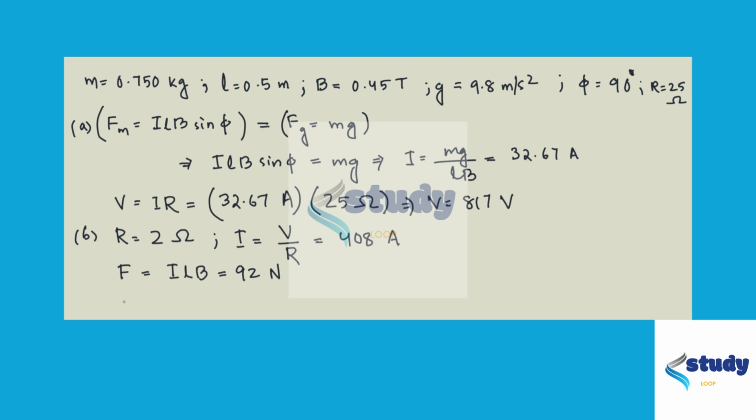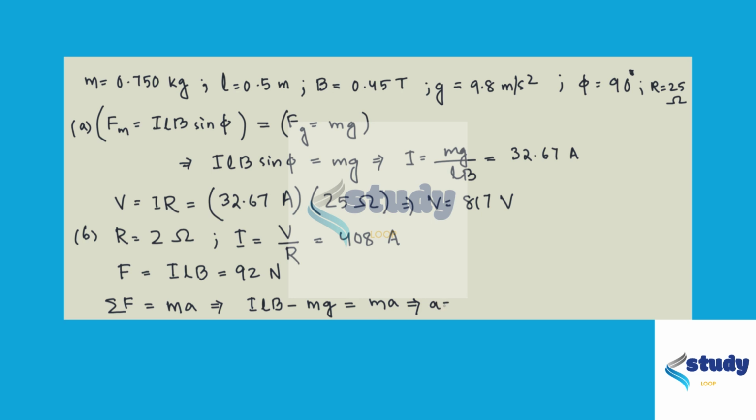And now we use Newton's law. So Newton's law says that summation of all forces is equal to mass times acceleration. Here we have two forces, the magnetic force, which is ILB, and there is a gravitational force which is in the opposite direction, so a negative sign over here, and this is equal to mass times acceleration.